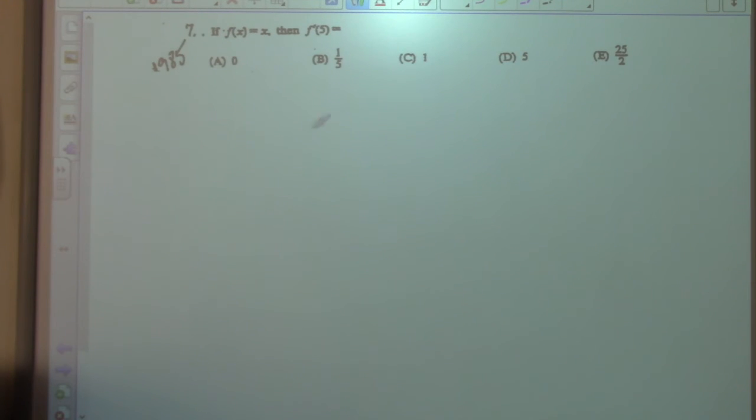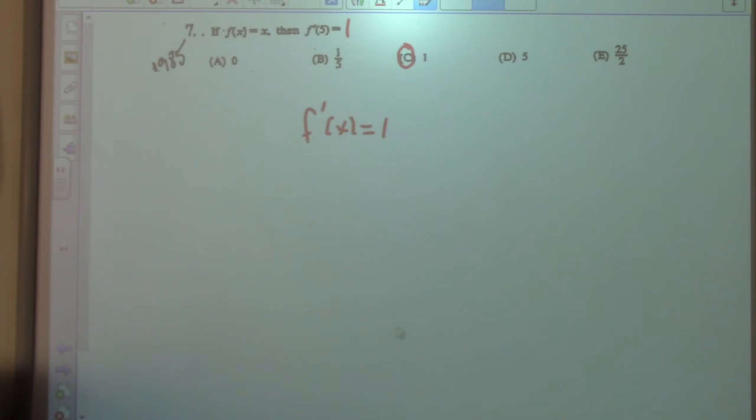Okay, this one should be easier. What is this one going to be here? F prime of 5 is 1. Yes. Why do we know that? The derivative of x is 1. Yeah, because f prime of x equals 1. So if we plug in 5, it's going to be 1 everywhere, right? Yep. So that's going to be that one.